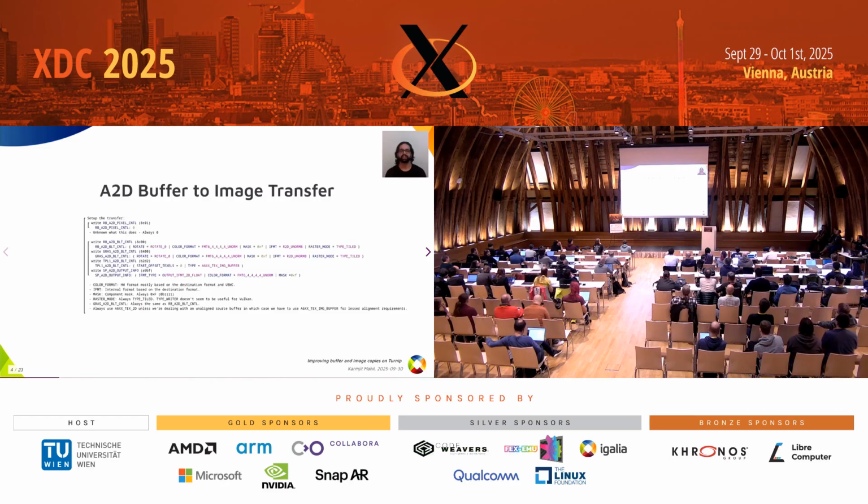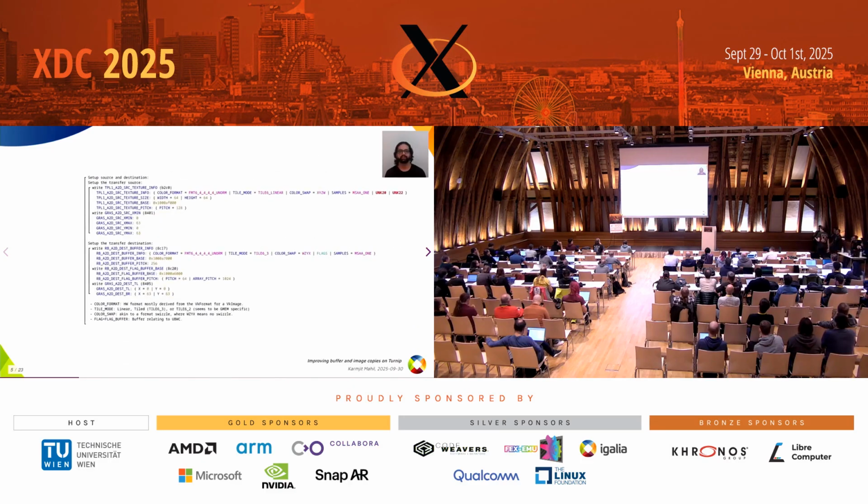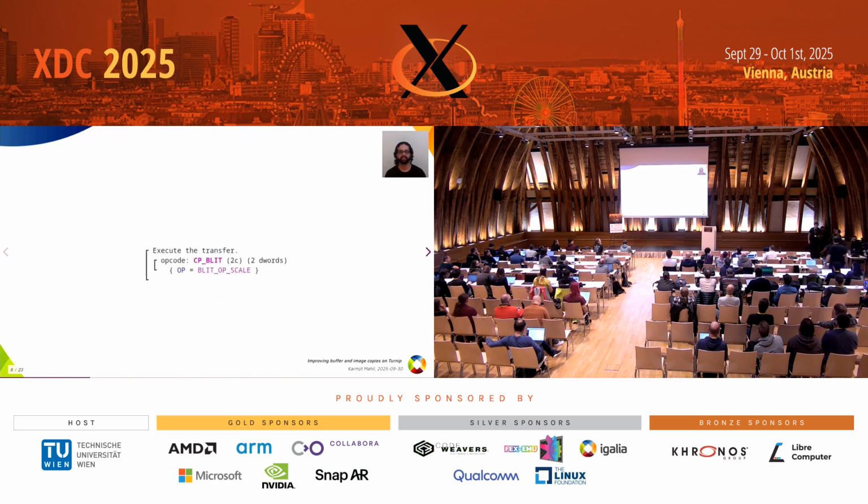Let's look at what an A2D transfer looks like in the command stream. We set up the register configuring the transfer. We set up the source and destination of the transfer, set up the color format, tile mode, swap, whether it's compressed or not, and we set up the source and destination regions. In this case, the coordinates are the same. And finally, we execute the transfer.